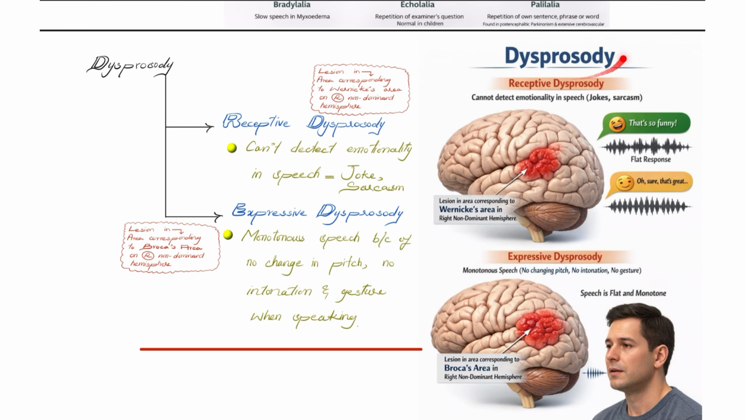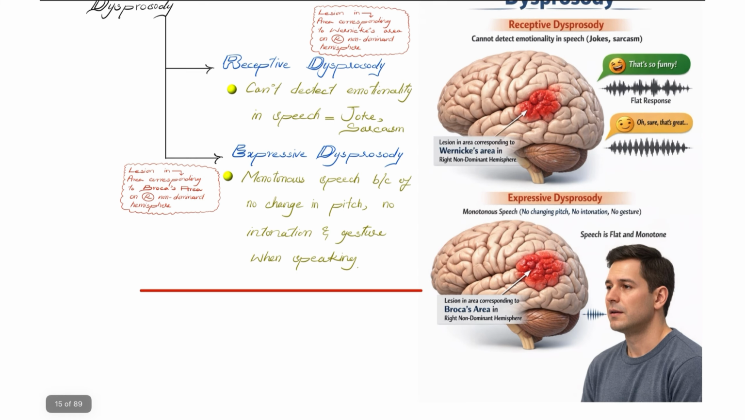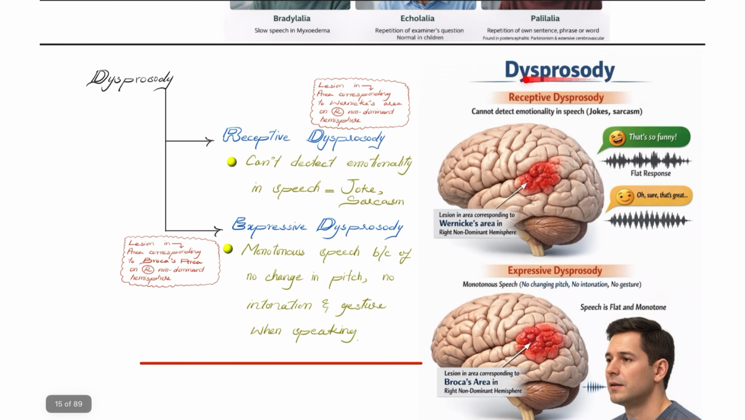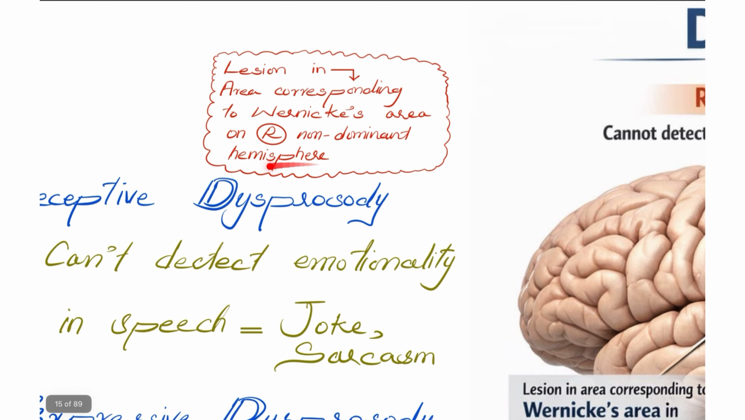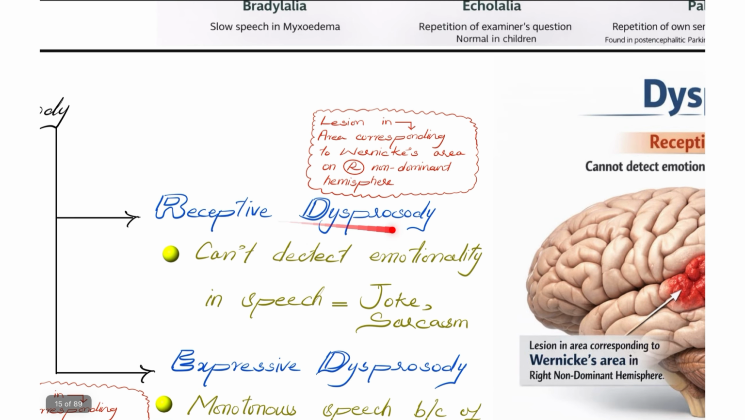Then I ask you, what are the functions of the corresponding areas in the non-dominant hemisphere? So corresponding areas in the non-dominant hemisphere are involved in detecting emotionality in speech or expressing emotionality in speech. So dysprosody means that the corresponding areas in the non-dominant hemisphere are damaged. If there is a lesion in the area corresponding to Wernicke's area of the non-dominant hemisphere, then it is called receptive dysprosody. It means the patient cannot detect emotionality in speech, like he cannot understand the joke or sarcasm.